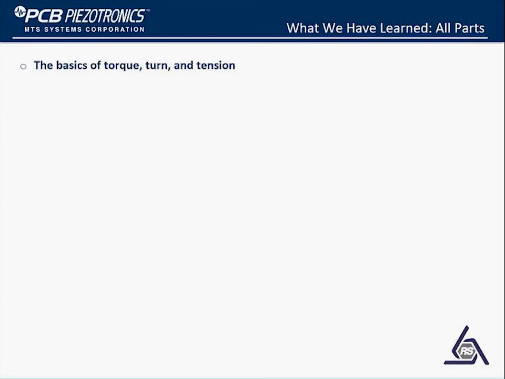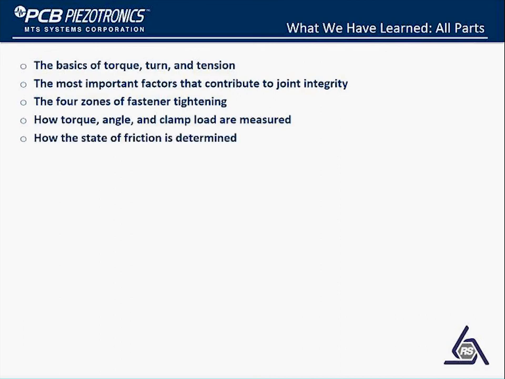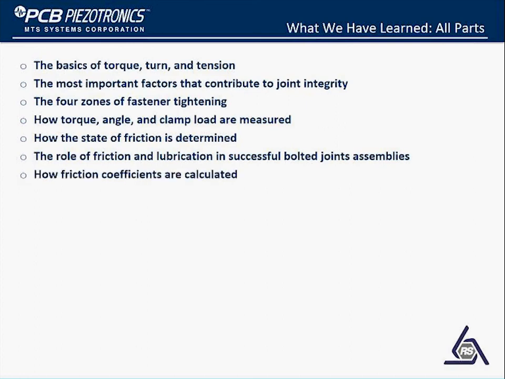So we started out talking about the basics of torque, turn, and tension. We looked at the most important factors that contribute to joint integrity. We covered the 4 zones of fastener tightening. We looked at how torque, angle, and clamp load are measured. We reviewed how the state of friction is determined. We looked at the role of friction and lubrication in successful bolted joint assemblies. And we looked at how friction coefficients are calculated and the 3 levels of determining the state of friction in the joint.